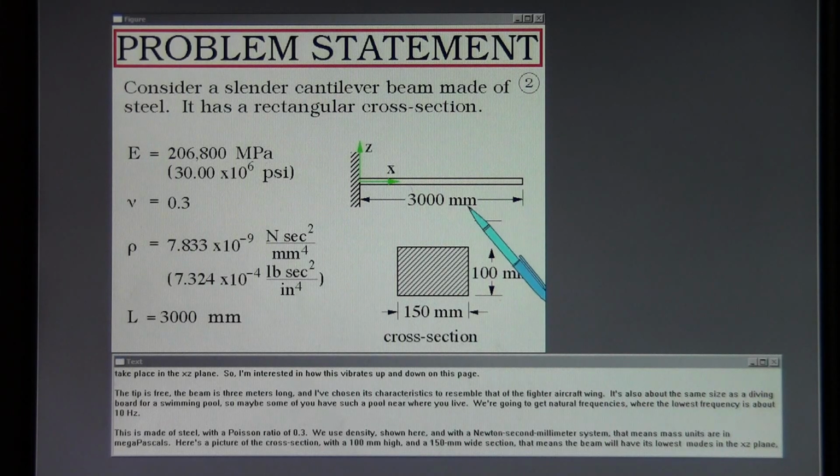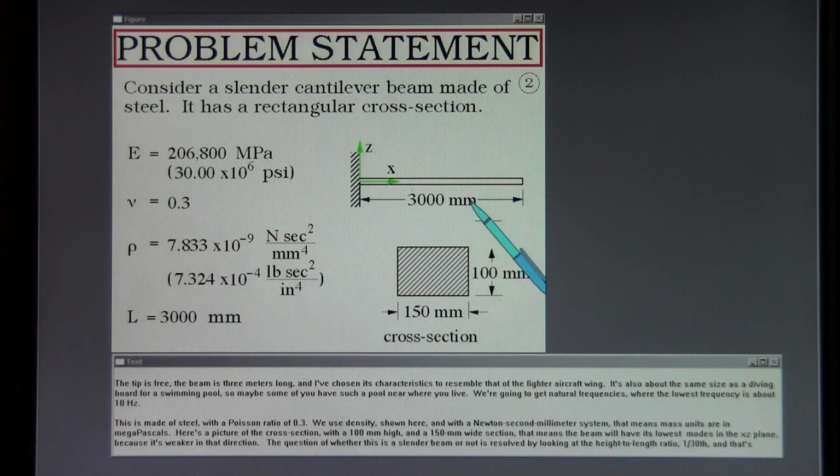fighter aircraft wing. It's also about the same size as a diving board for a swimming pool, so maybe some of you have such a pool near where you live, and we're going to get natural frequencies where the lowest frequency is about 10 hertz.